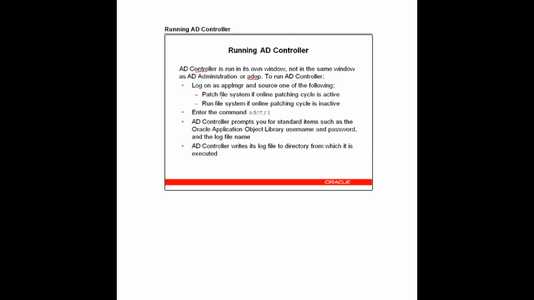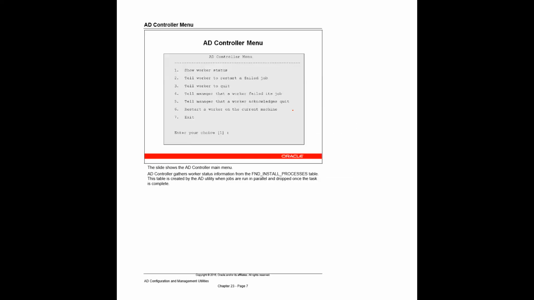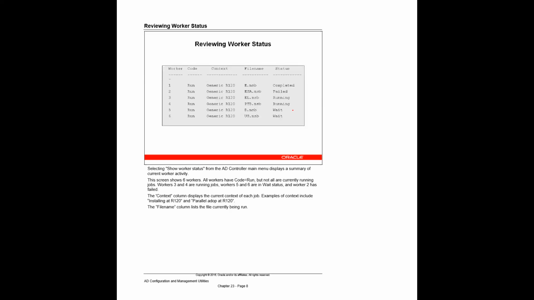You have to come to the patch file system if online patching is in progress. You have to be in the run file system if online patching is inactive. Since now online patching is inactive, that's why I ran from the run file system. So you will get all of these options, right?